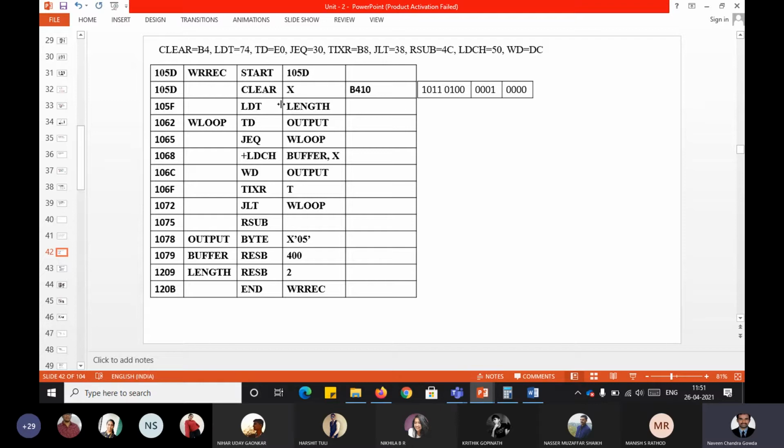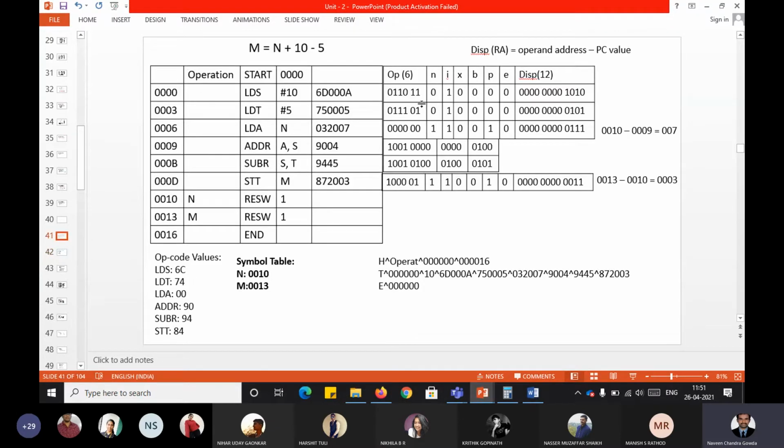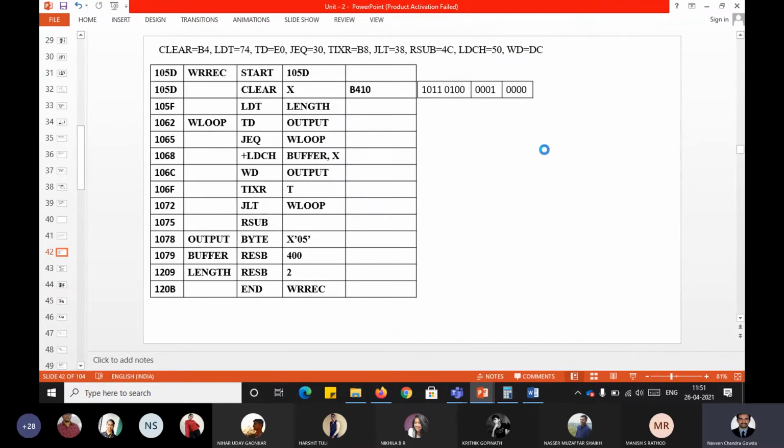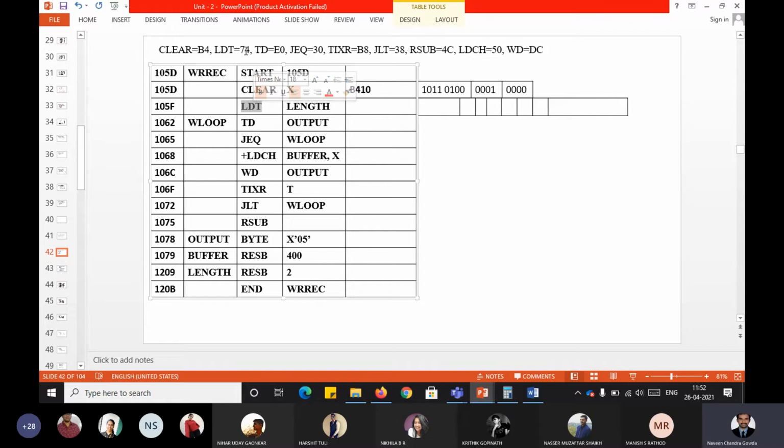Then the next instruction is LDT length, which is again a format 3 instruction. Format 3 has an opcode of 6 bits, followed by NXBPE, followed by displacement. Now, what is the opcode of LDT? It is 74. 0111 is 7 and 4 is 0100. I'll take only 01 because I have to fit it into 6 bits only.